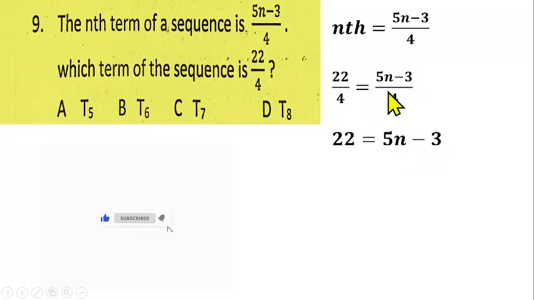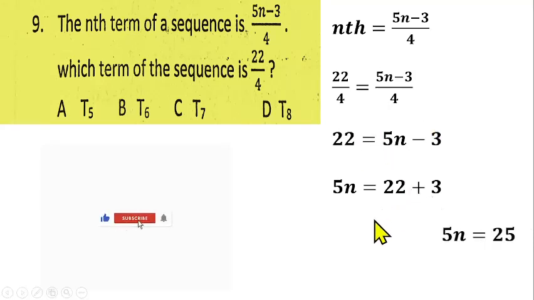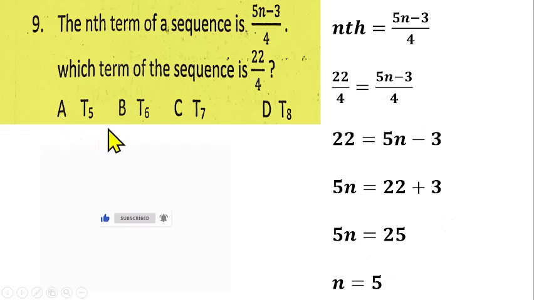If you don't understand, you can cross multiply. If you cross multiply, you arrive at this junction. Then collect like terms from there. You have 5n equals 22 plus 3, and 5n will be equal to 25. Divide both sides by 5, n will be equal to 5. So that means option A is the correct option for question number 9.